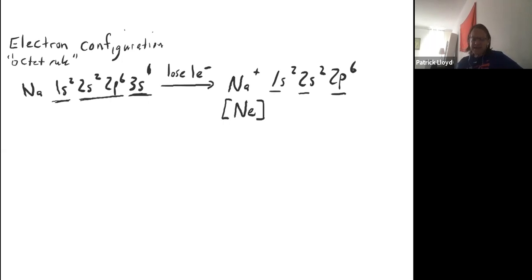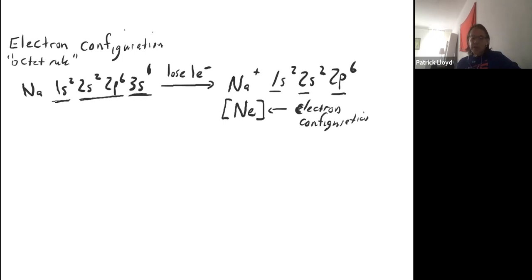And so I'm going to write it like this. I'm going to use another, this is bracket notation. We use bracket notation in different contexts. In this context, the bracket notation means electron configuration. So what we're saying is, if you remove one electron from a sodium atom, you get a sodium ion, and that has the same electron configuration as neon. And it turns out that is a very stable electron configuration.